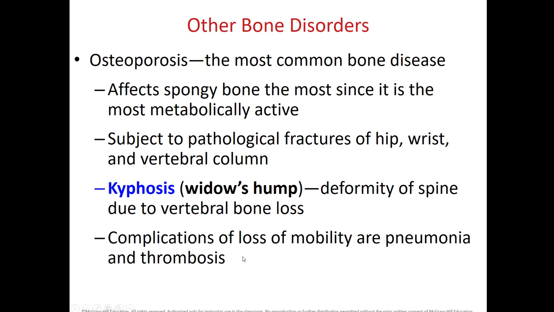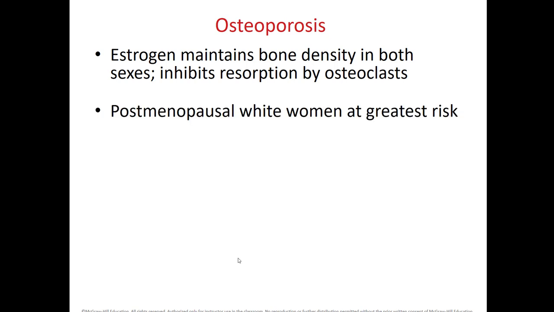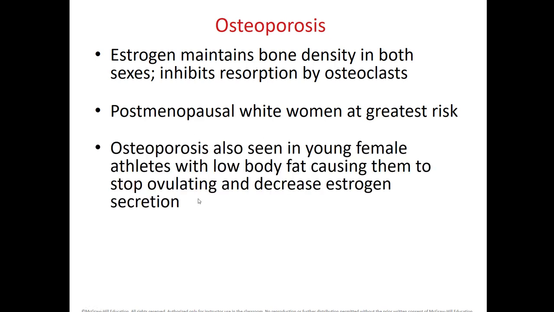Some of the complications that can occur with this are pneumonia and thrombosis. Estrogen helps maintain your bone density in both sexes. What it does is inhibit those osteoclasts. So who is at the greatest risk is going to be postmenopausal white women. We do see osteoporosis in young female athletes that have a very low body fat. That low body fat causes them to stop ovulating, and that decreases their estrogen blood levels.